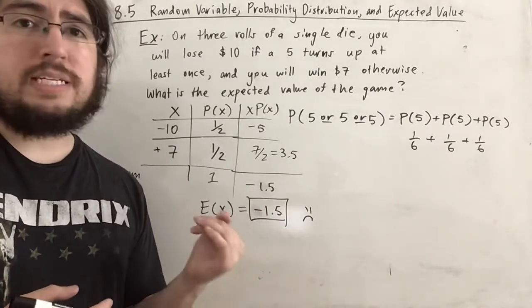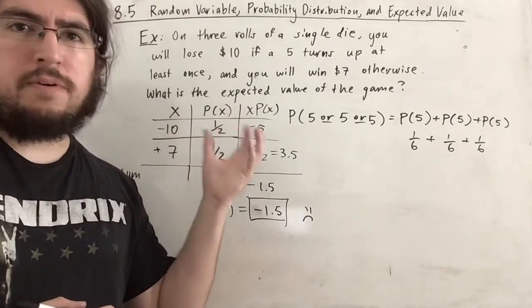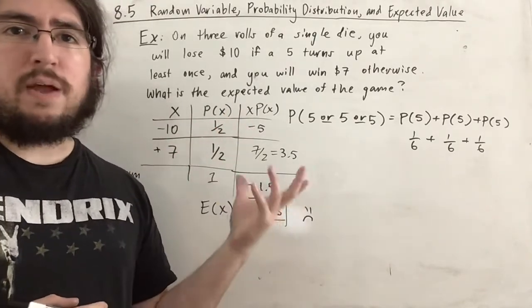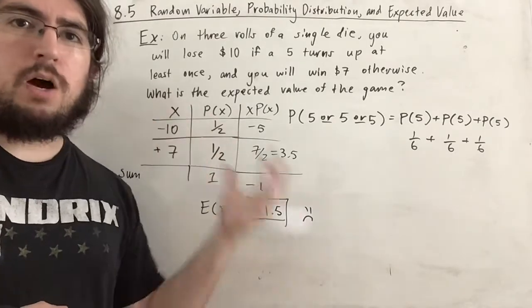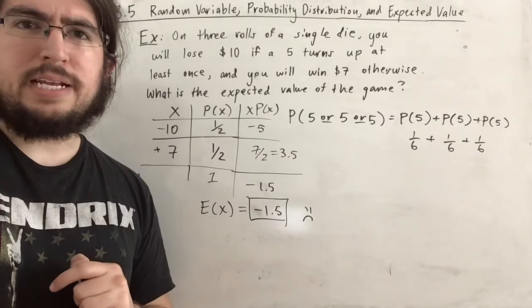So right now we're going to take a look at an example of a game where it's not completed for us and we want the game to be fair, so we have to figure out what the other result would have to be in order for the game to be fair. So let's take a look at that example right now.